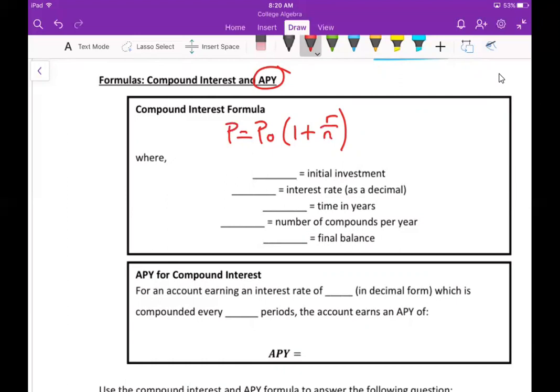of compoundings per year. So here P0 is still the initial investment. R is still the interest rate as a decimal. Note that this is APR now. Okay, so understand the difference. R is always the APR, that annual interest rate. Still using that as a decimal, and we divided R by how many times we compounded a year. Oops, that was time in year is still T, but N was the number of compounds per year. P is still our final balance.